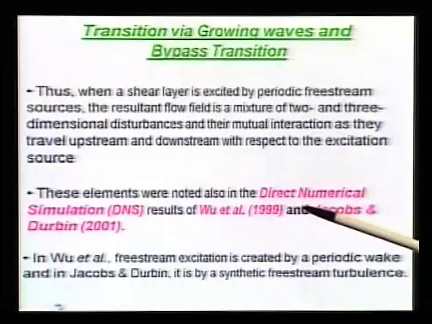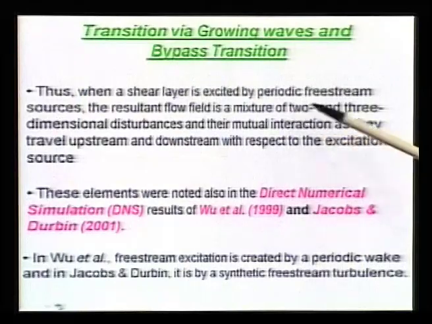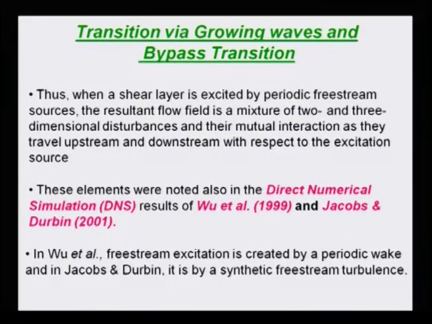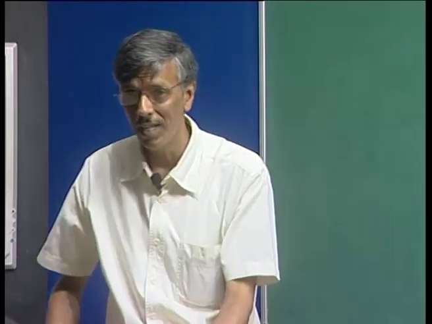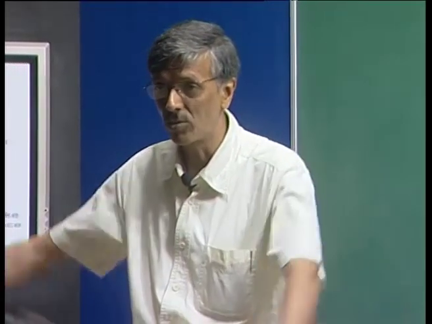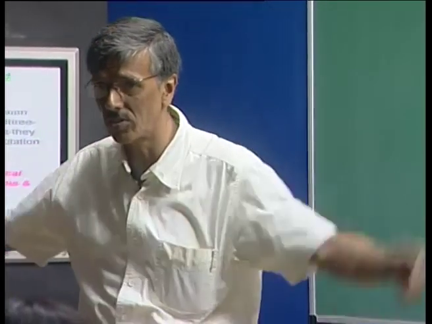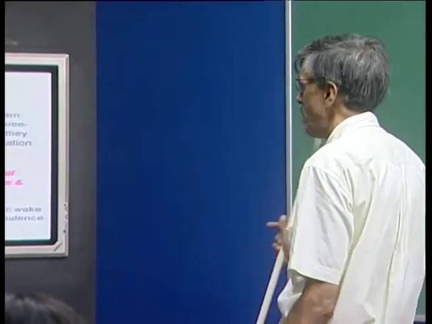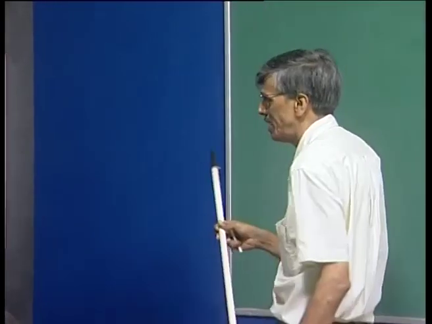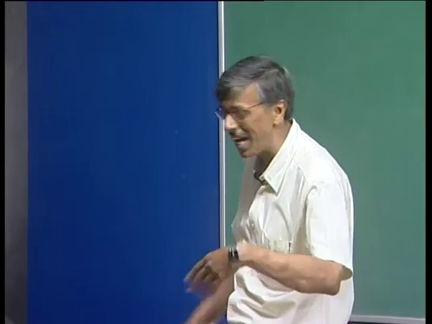So in the response field, what do you see? It's going to be a mixture, a potpourri of all kinds of things, some two-dimensional, some three-dimensional. And what about the three-dimensional disturbances? We saw that that could be due to the very low frequency excitation, and those wavelengths could be thousands and thousands of delta star. So that may span the whole experimental facility and many times over.